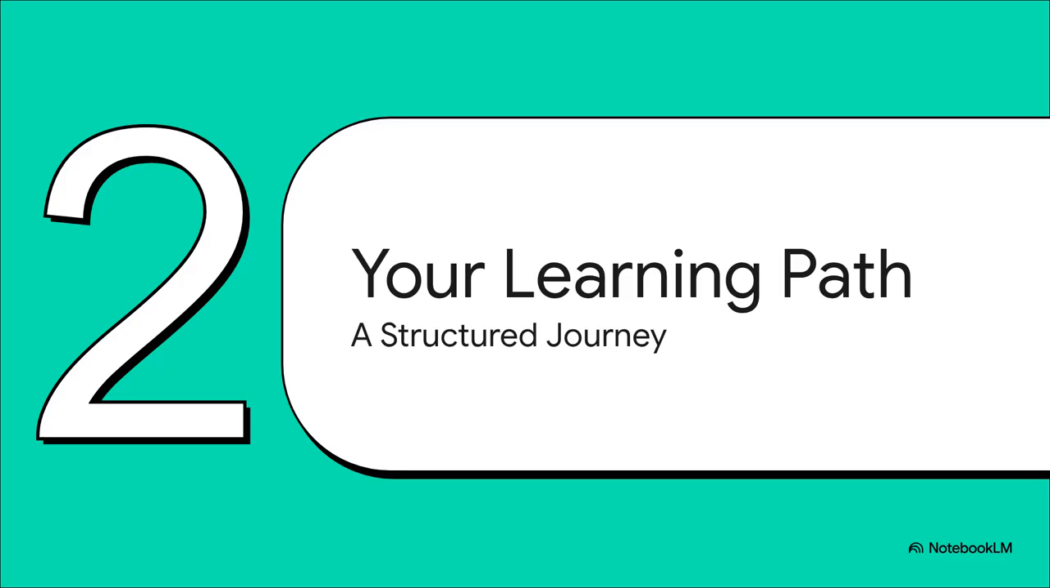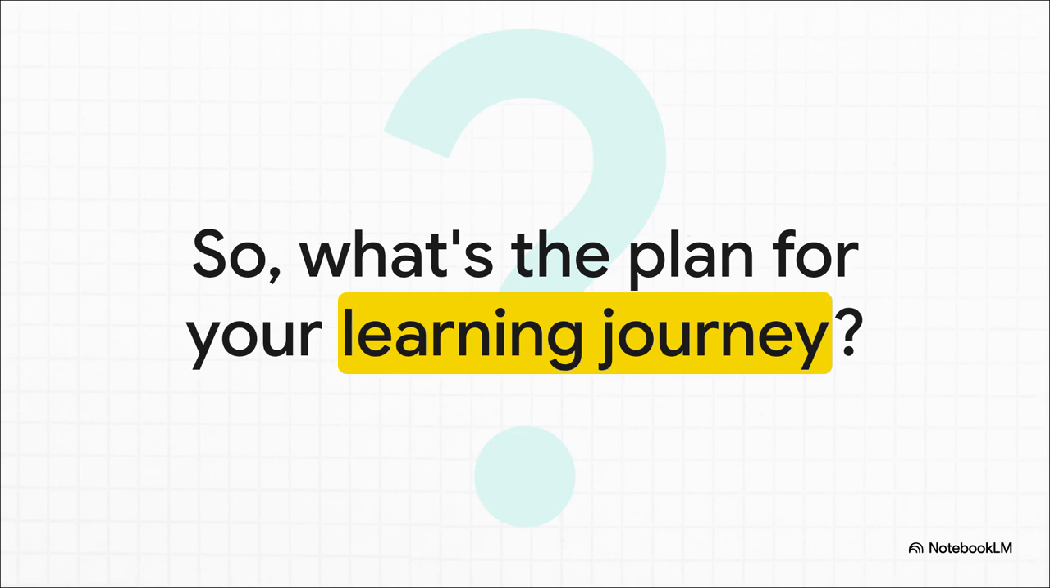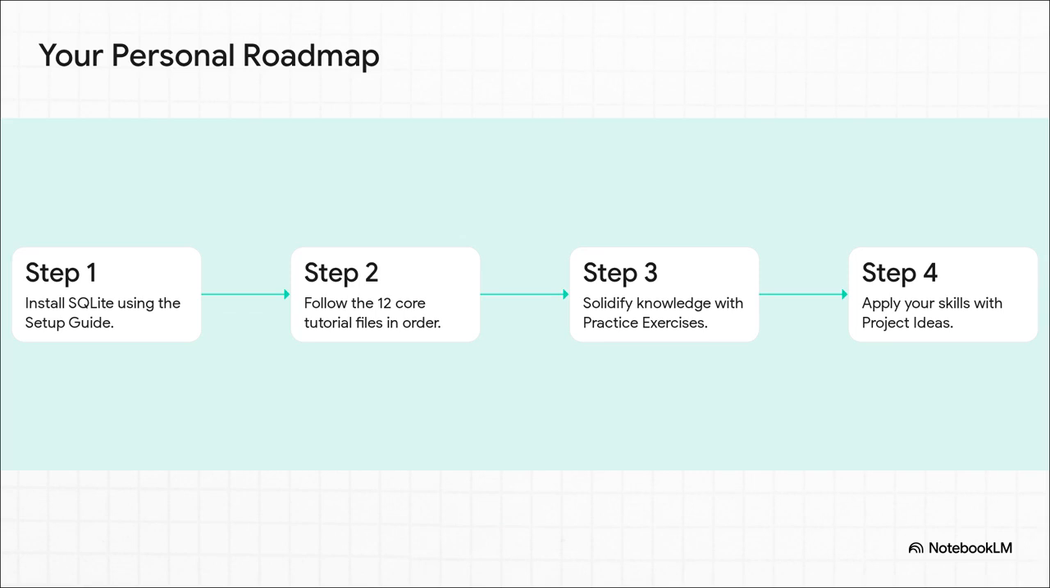Okay, so you've got an idea of what you'll be learning, but what about how you'll learn it? This tutorial is designed to give you a really clear, structured path to follow. So, what does that learning journey actually look like? We've laid out a simple 4-step roadmap for you. First, you're going to install a tool called SQLite. Second, you'll work your way through the 12 core tutorial files one by one. Third, you'll put what you've learned into practice with some exercises. And finally, you'll get to apply all your new skills by exploring some project ideas.